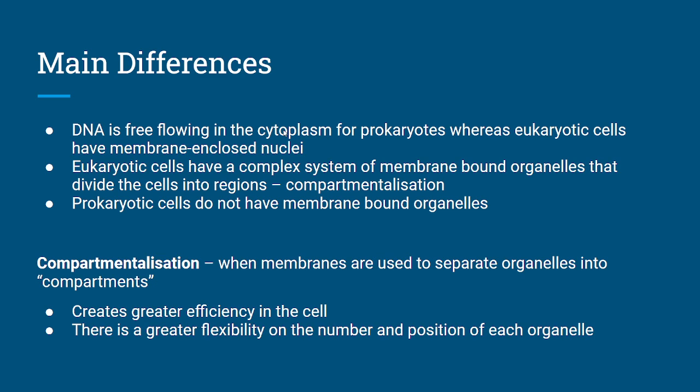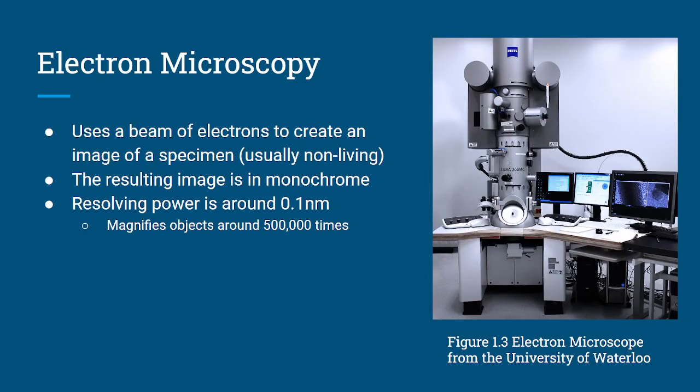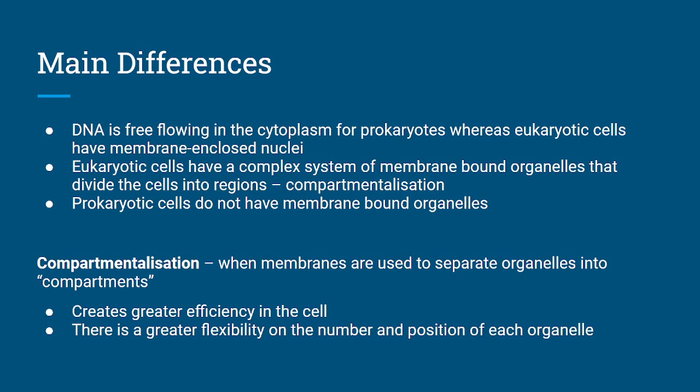Next, we're going to be talking about the main differences. So we can see that DNA is free-flowing in the cytoplasm for prokaryotes, whereas eukaryotic cells have membrane-enclosed nuclei. Eukaryotic cells have a much more complex system of membrane-bound organelles that divide the cell into regions. This is known as compartmentalization, which we talked about later. We have prokaryotic cells that do not have membrane-bound organelles, and we know this because membrane-bound organelles only exist in eukaryotic cells as they are multicellular.